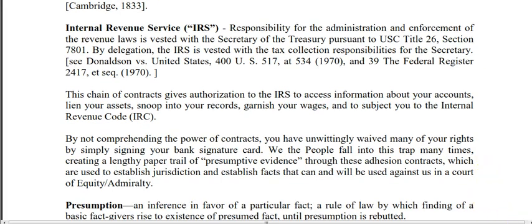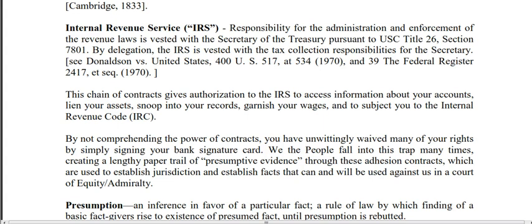Internal Revenue Service, IRS. Responsibility for the administration and enforcement of the revenue laws is vested with the Secretary of the Treasury pursuant to USC Title 26, Section 7801. By delegation, the IRS is vested with the tax collection responsibilities for the Secretary. See Donaldson versus United States, 400 U.S. 517 at 534, 1917. This chain of contracts gives authorization to the IRS to access information about your accounts, lien your assets, snoop into your records, garnish your wages, and subject you to the IRC, Internal Revenue Code.